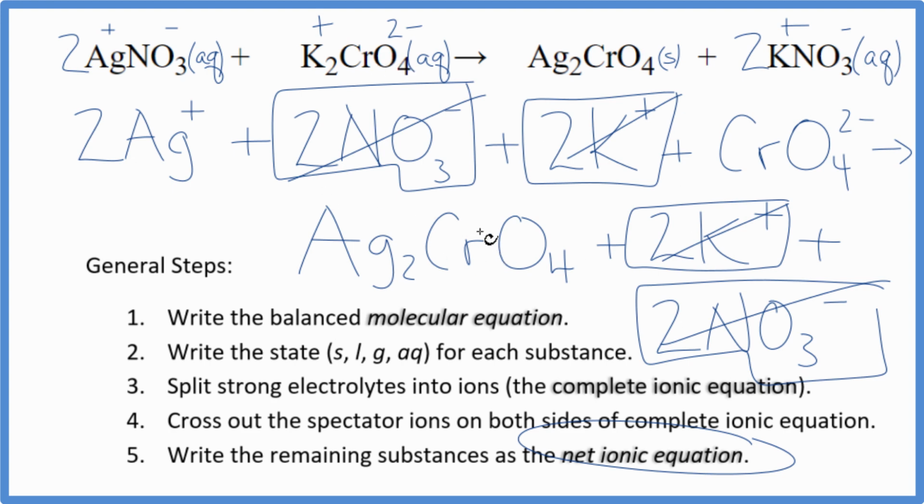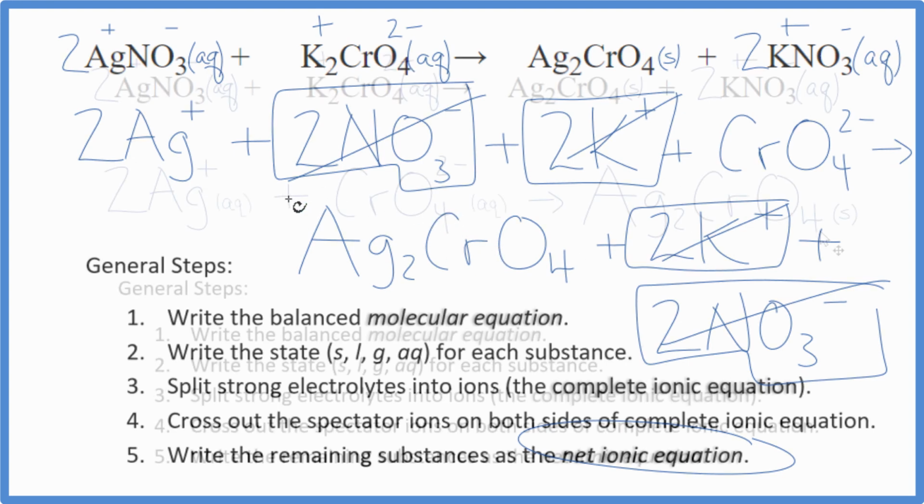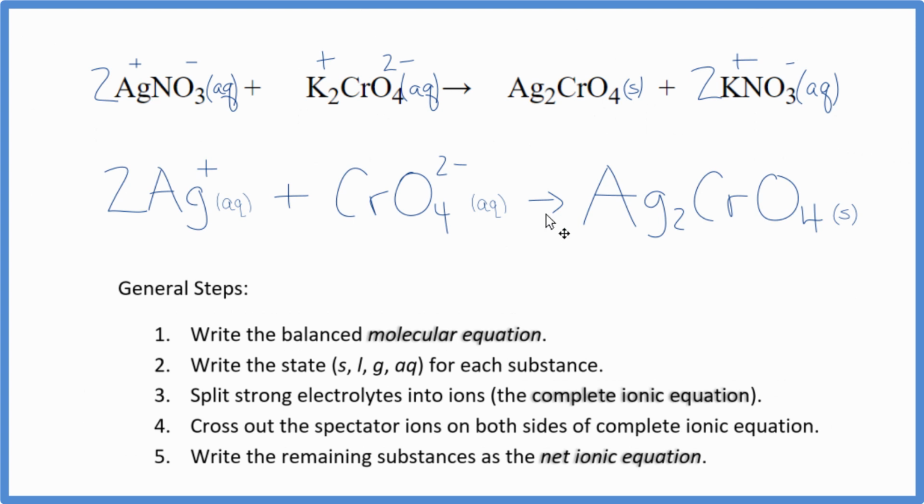Let me clean this up, write the states. We'll have our net ionic equation. And this is the balanced net ionic equation for silver nitrate plus potassium chromate.